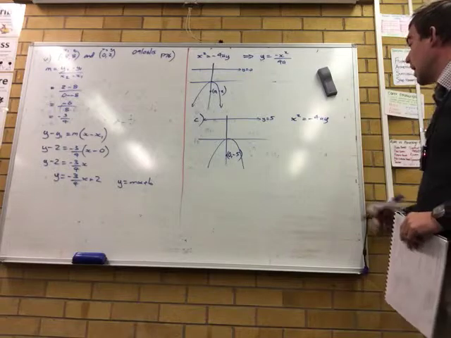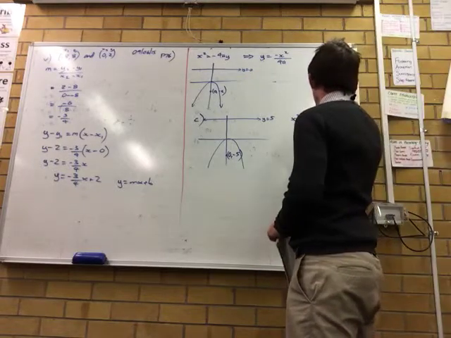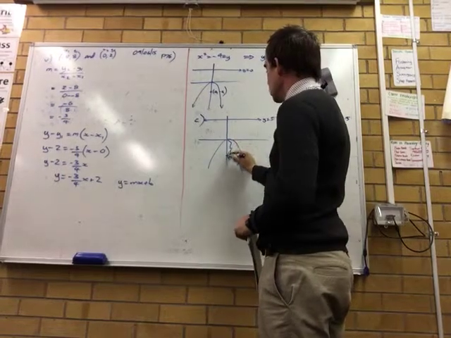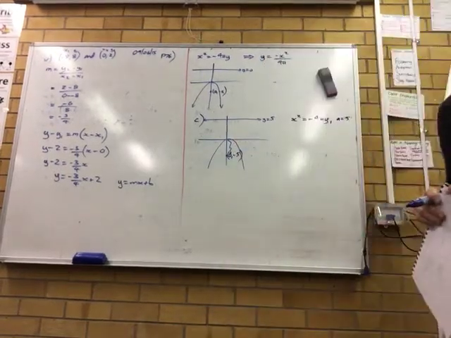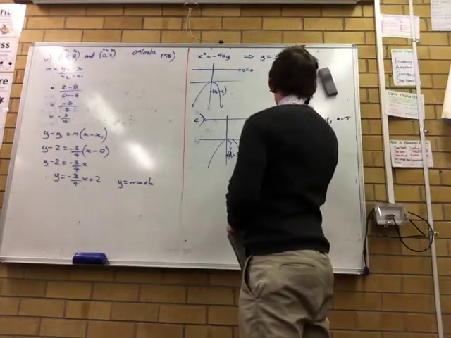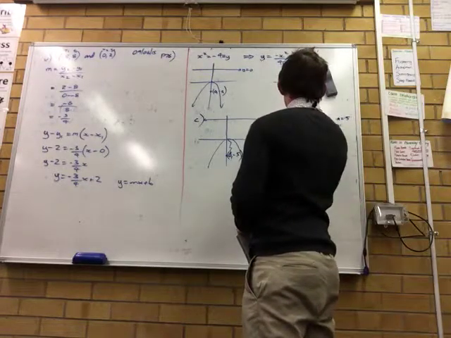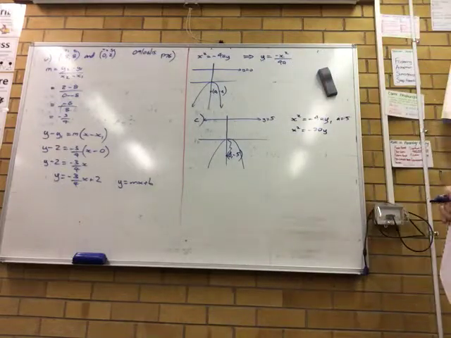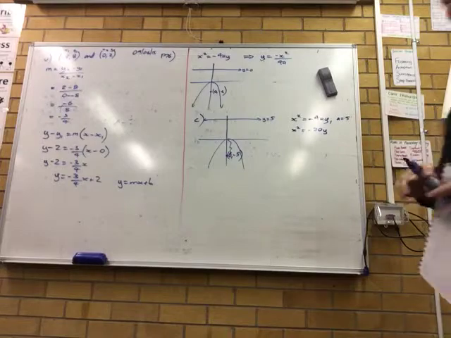So the focal length a is 5, the distance from the origin to the focus, and distance is always positive. So x squared becomes negative 4 times 5, which is negative 20, so the equation becomes x squared equals negative 20y.